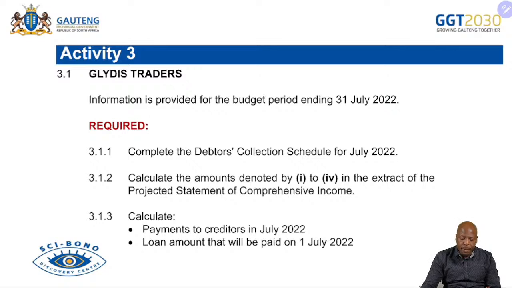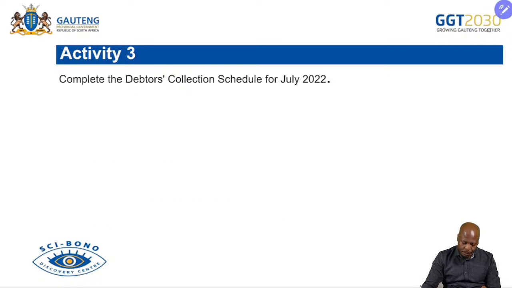It says complete the debtors collection schedule. Then number 2, calculate the amounts denoted by 1 up to 4, and then calculate the payments to creditors as well as the loan amount that will be paid. So you see the loan amount, it keeps coming back. Please be serious about this aspect. The loan amount, it keeps coming back again.